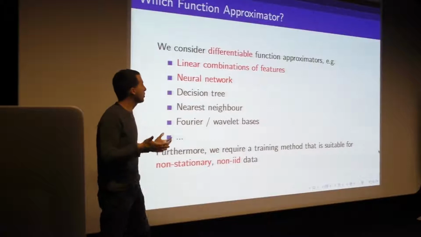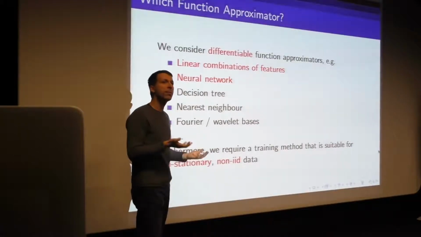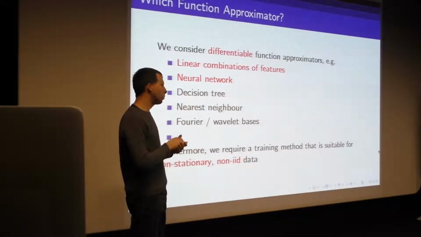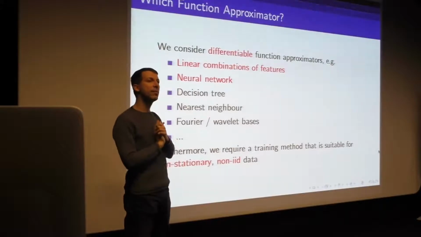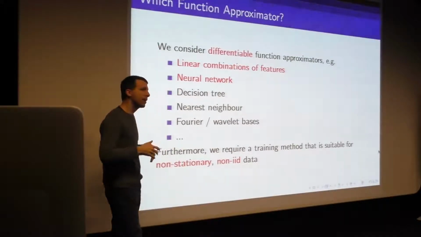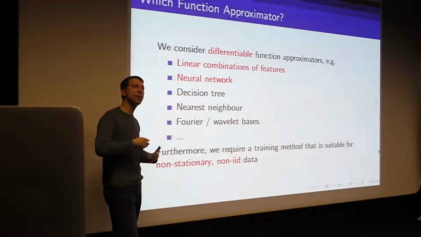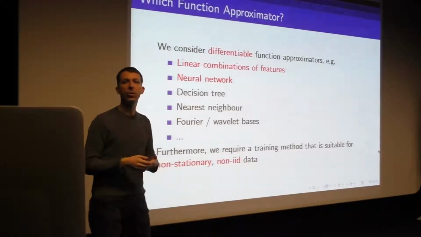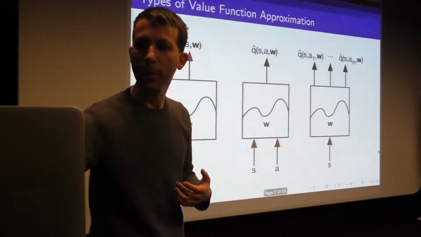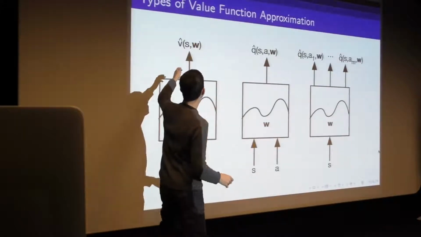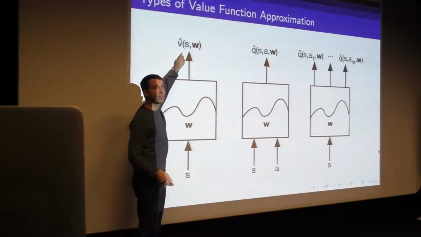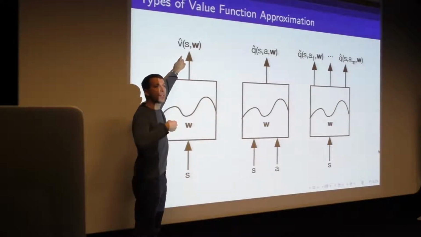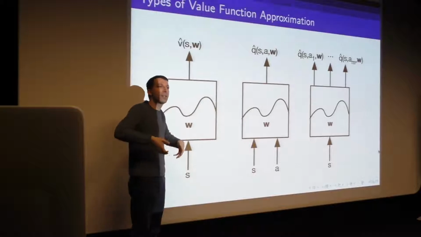So that's the representation. We want a representation that's differentiable, but what about training these things? Well, what's special about reinforcement learning compared to supervised learning is that in practice we end up with this non-stationary sequence of value functions that we're trying to estimate. If we're trying to estimate v of pi with this thing, we want it to evaluate our current policy, but our policy is changing. Our policy is going to improve.